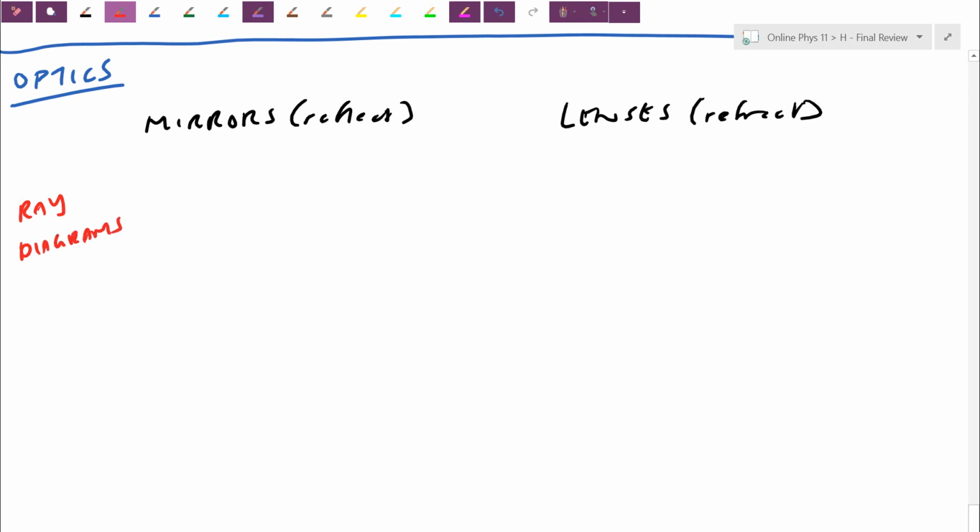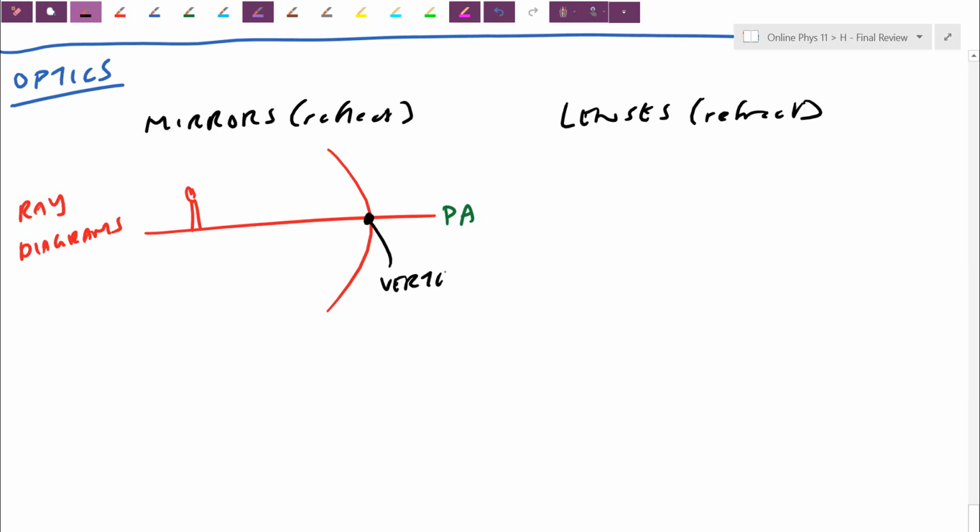So ray diagrams, especially for a curved mirror. Let's say the candle is over here. We have a curved mirror. A couple of different definitions for us here. We call the line the principal axis. The point where my mirror intersects the principal axis is called the vertex. We're going to imagine a roughly spherical mirror.